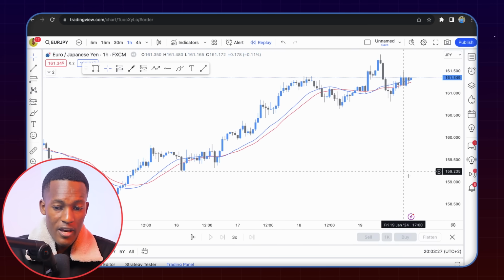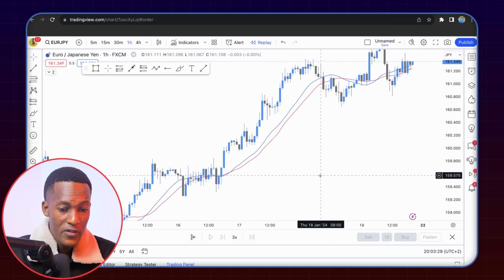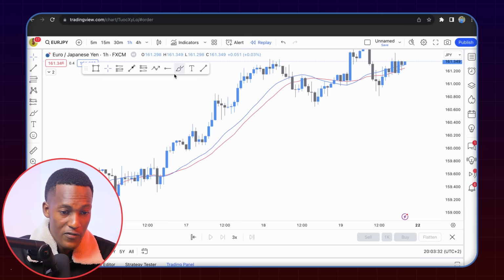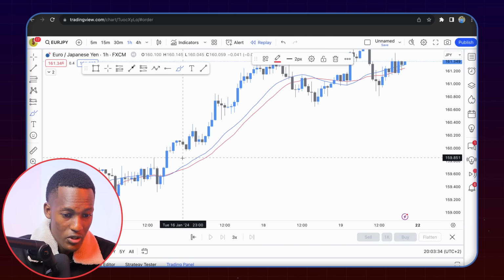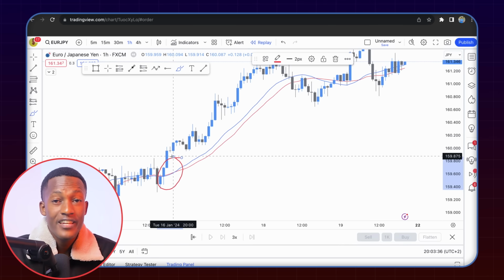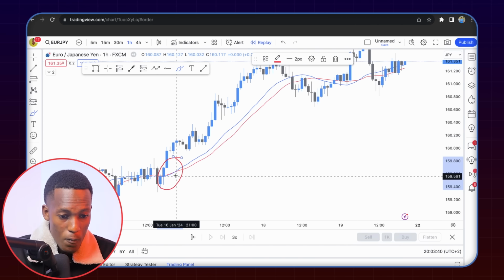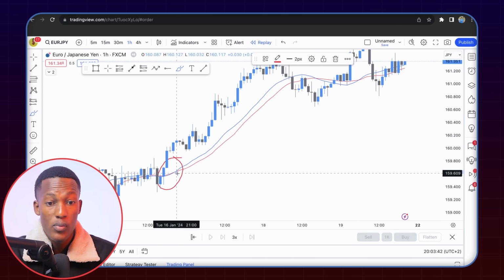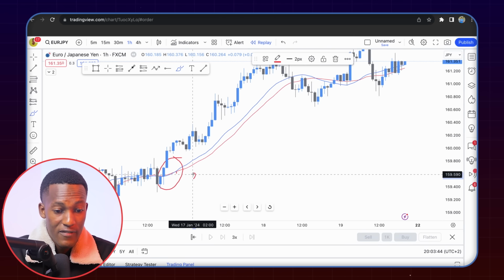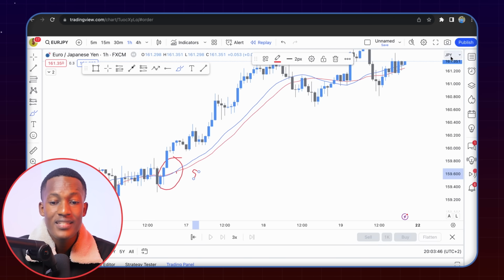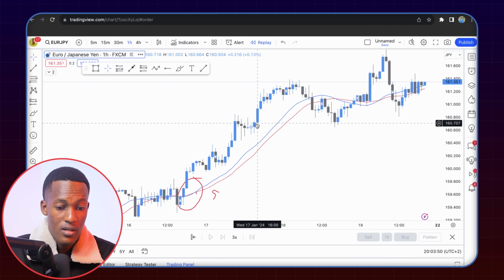So check. Every time the 20 moving average crosses above the 25 moving average, like at this point here, we are taking buys. We are looking out for buy trades. Okay, check this. We had the 20, the blue one, crossing above the 25, the red one. Guess what? It's a very beautiful buy trade. You guys can see that.